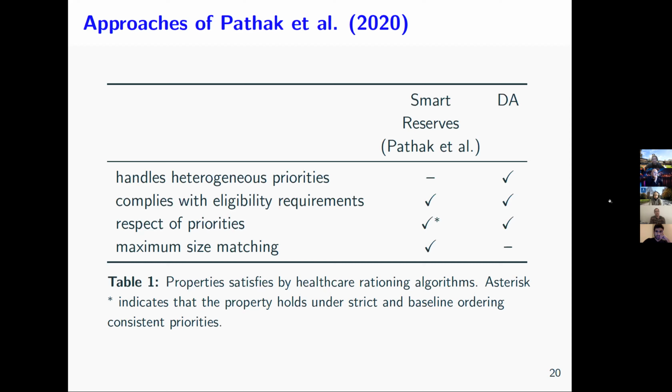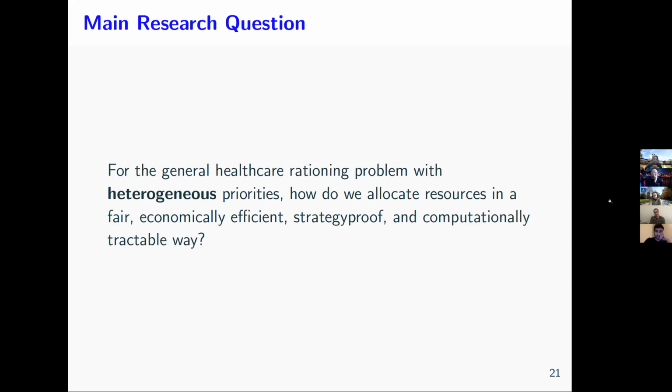So the starting point of this particular project was an observation that you have these two nice rules. Can we get a rule which sort of achieves all the nice properties that are in this table and also some other properties that I will describe? So the main research question that we have here is how do we tackle the same problem, but when we have the case of heterogeneous priorities?